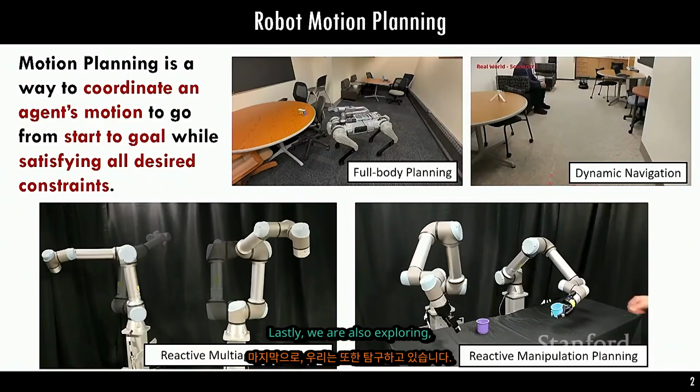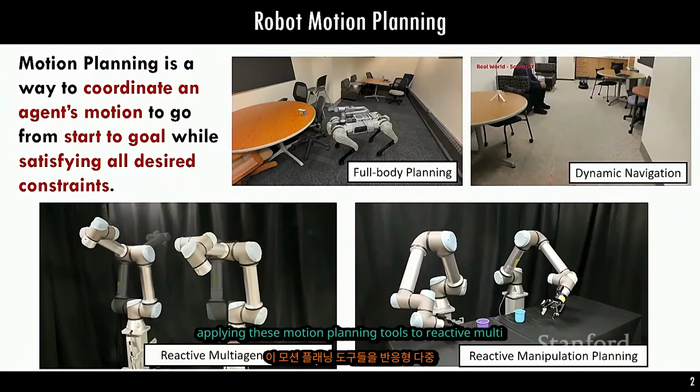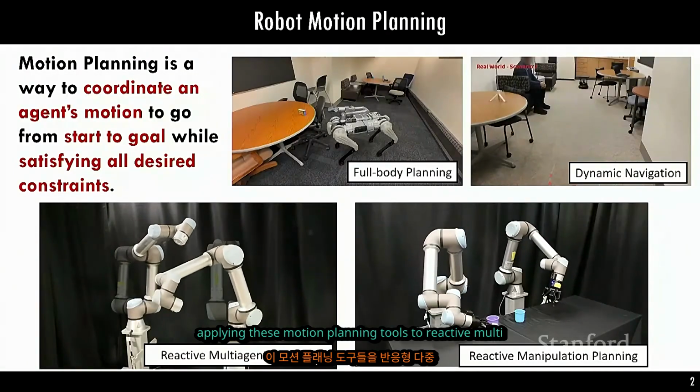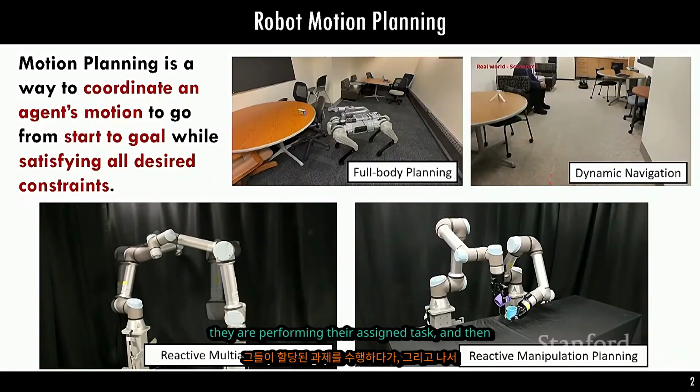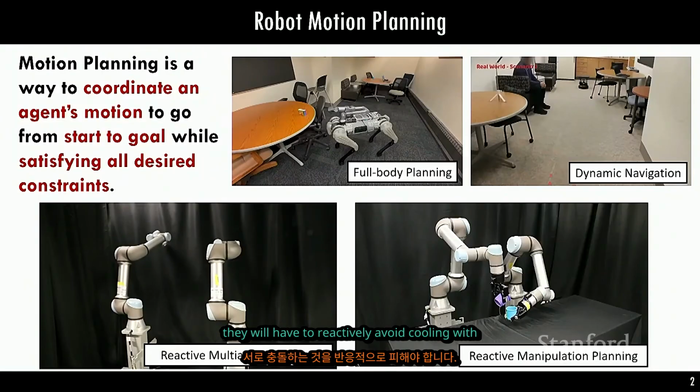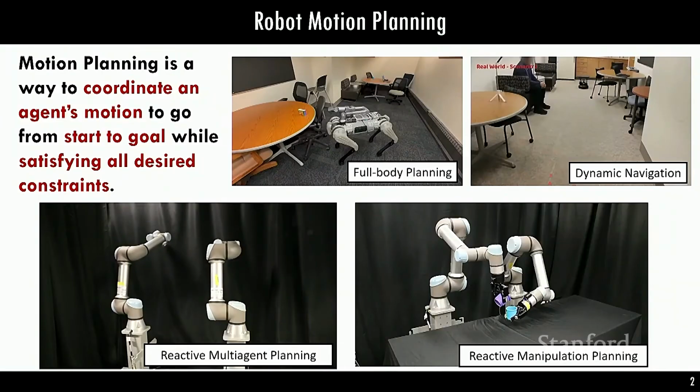Lastly, we are also applying these motion planning tools to reactive multi-agent planning, where you have a large number of agents. They are performing their assigned tasks, and then they have to reactively avoid collision with each other.